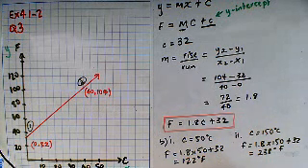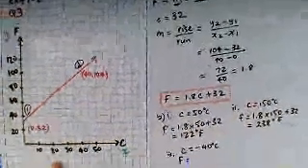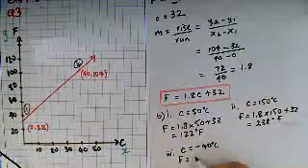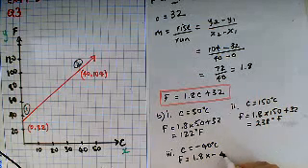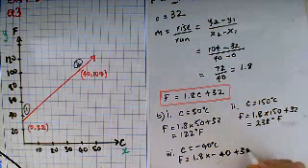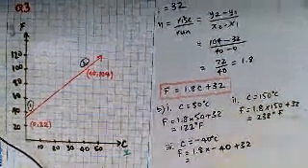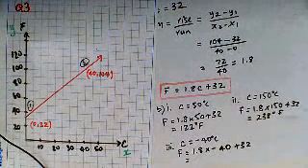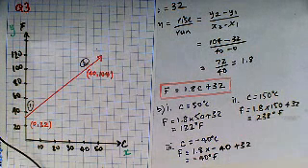For number 3, same deal, except this time, making sure you're putting your units in when you're doing this. We've got negative 40 degrees Celsius, so we're putting a negative number in, so F equals 1.8 times negative 40 plus 32. And we'll just get an answer to that one. 1.8 times negative 40 plus 32 equals negative 40 degrees Fahrenheit.